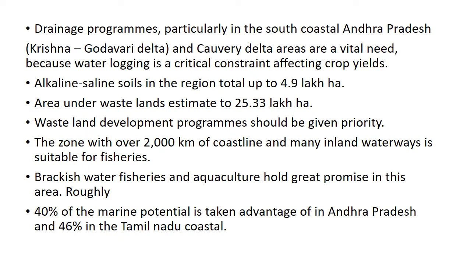This zone, with over 2000 kilometers of coastline and many inland waterways, is suitable for fisheries. Brackish water fisheries and aquaculture hold great promise in this area. Roughly 40% of marine potential is utilized in Andhra Pradesh and 46% in Tamil Nadu coast.